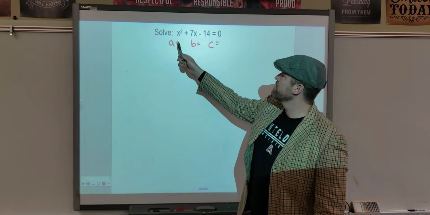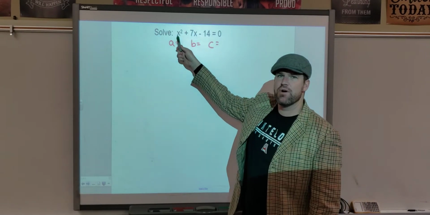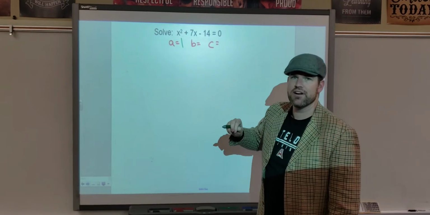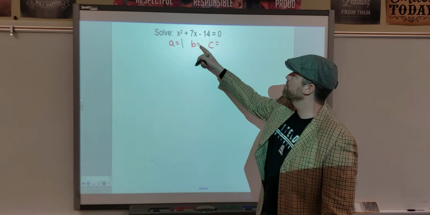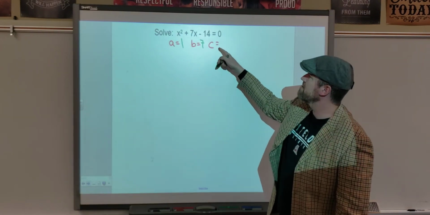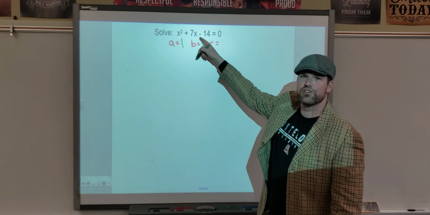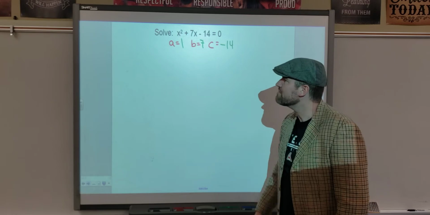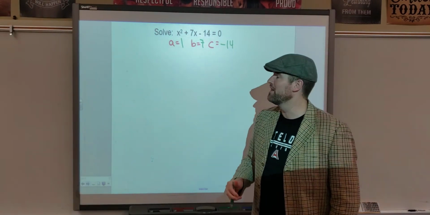So our A is whatever number is in front of our x squared, which if there's nothing there, we know that that's really a 1. All right, so our A value is 1. Our B value is in front of the x, so that's 7. And then our C value is our constant. We have to make sure we look at the sign, so that is a negative 14. And then we're going to plug it into the formula.